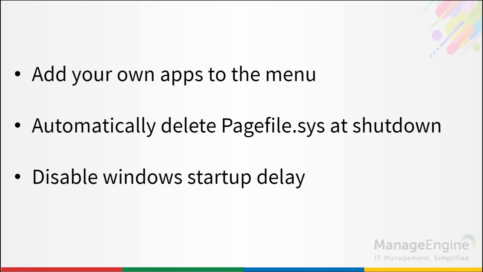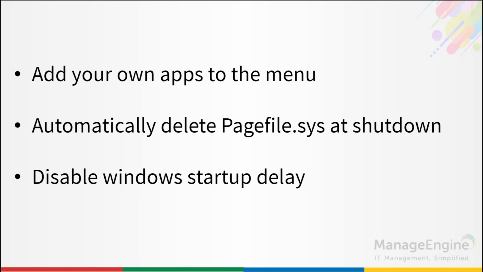So let's take this example. Adding your own apps to the menu for Windows 10. If it is not configured, the user needs to go to multiple folders and then choose a specific executable. So using registry hacks, I can map a specific executable or maybe application onto the menu bar. And automatically delete the pagefile.sys on shutdown.